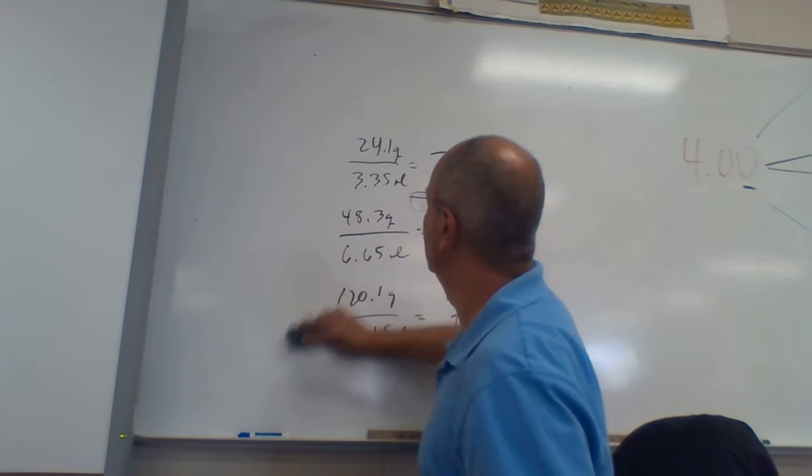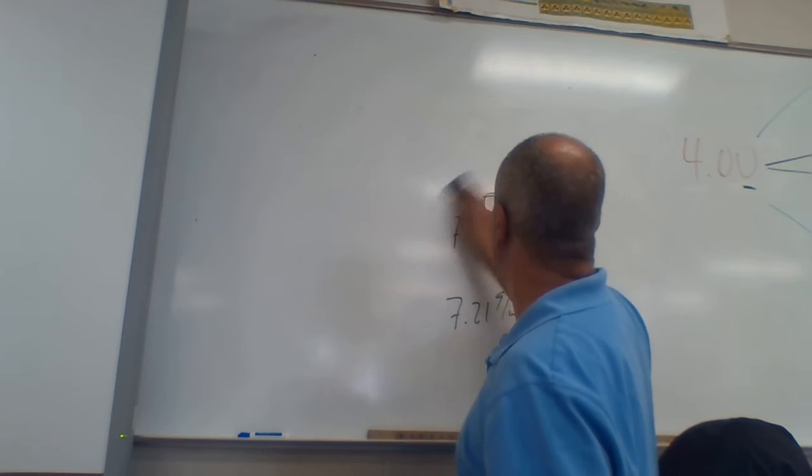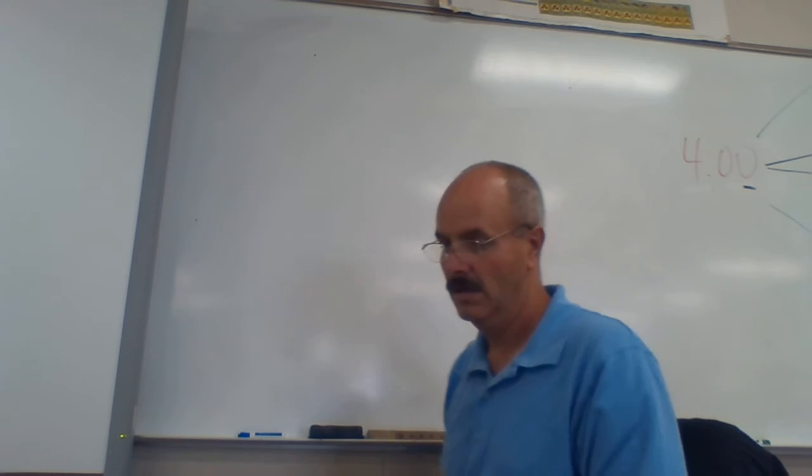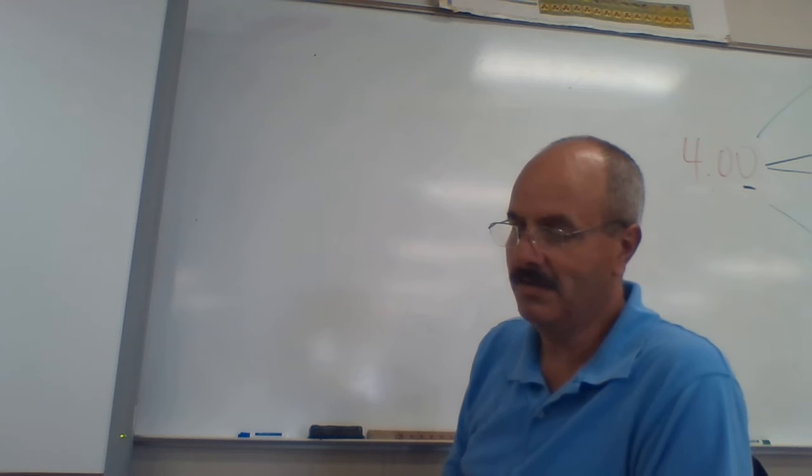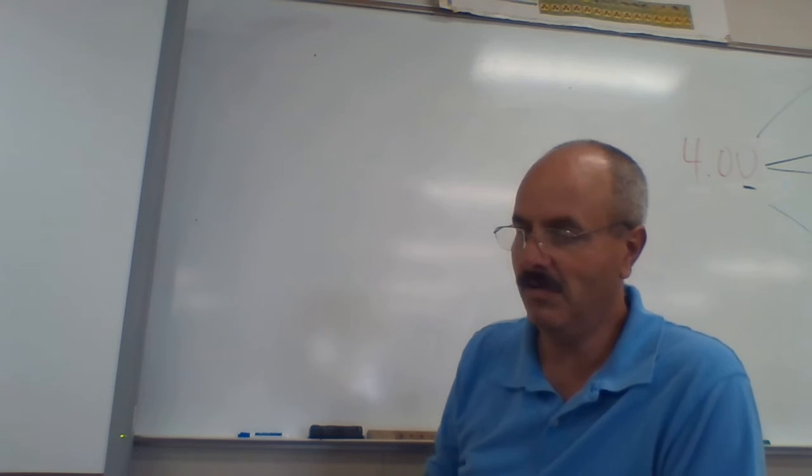Now let's go to question number 3. Question number 3 says, a silver necklace has a mass of 11.1 grams and a volume of 75.2 milliliters.